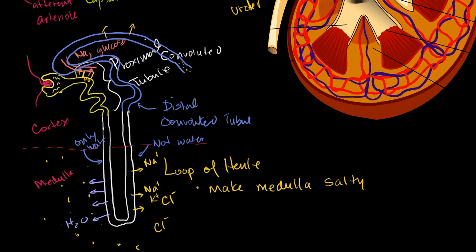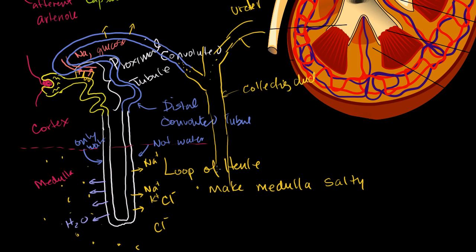And then this gets dumped into collecting ducts. And you can kind of view this as the trash chute of the kidney, where multiple nephrons are going to dump into this. So that might be the distal tubule of another nephron right here. This is a collecting duct, which is just a tube that's collecting all the byproducts of the nephrons. And the interesting thing is, the collecting duct further goes into the medulla again, to the salty part again.